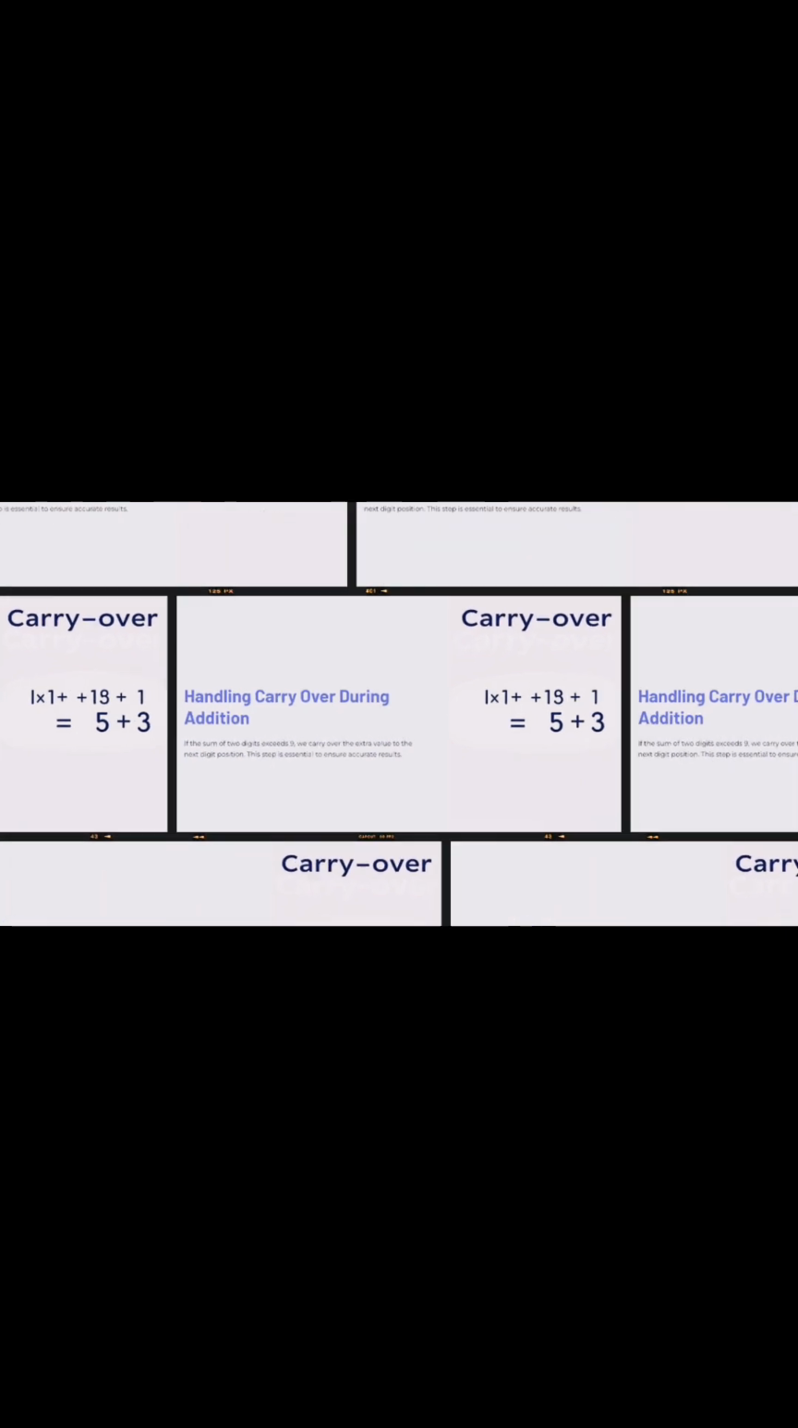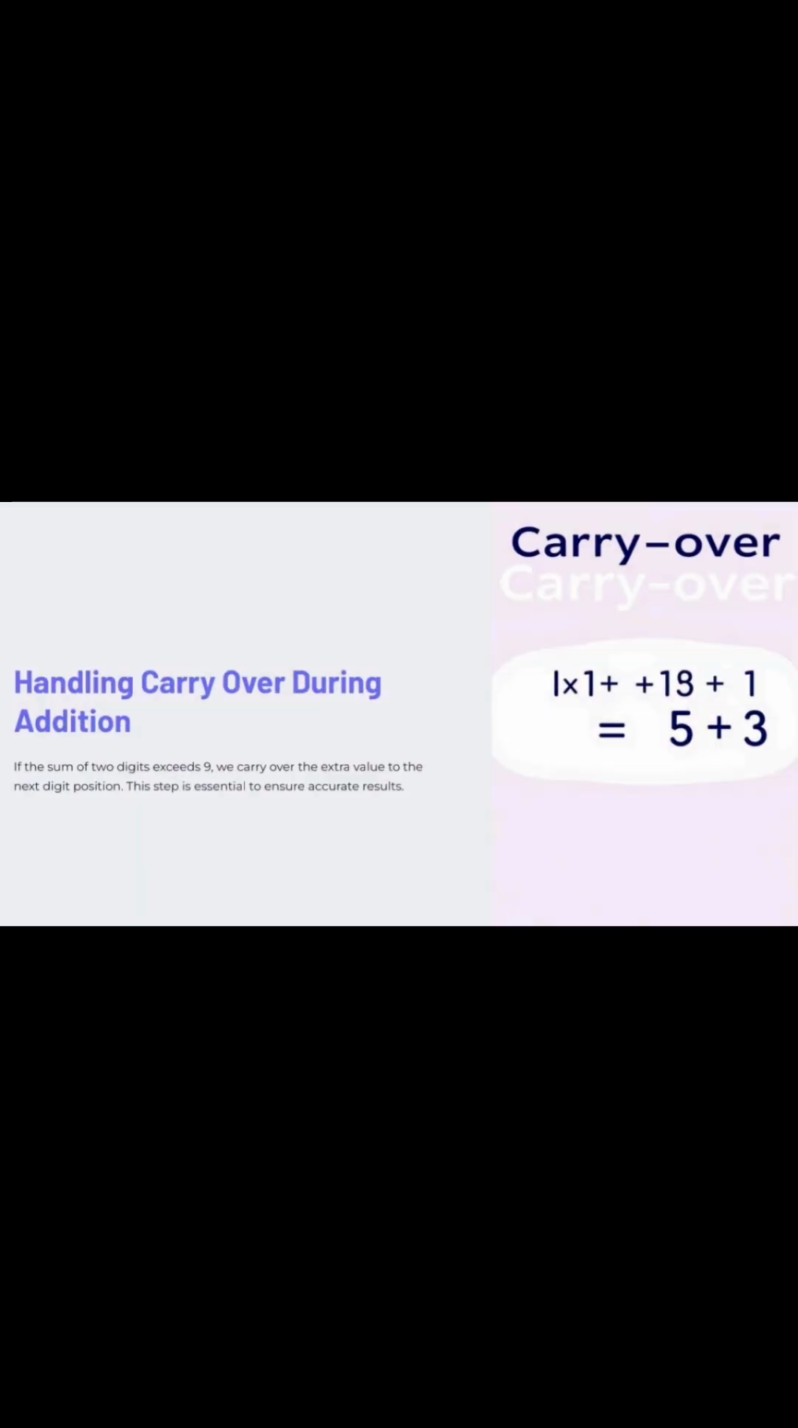Handling carryover during addition. We reverse both original linked lists to start from the least significant digit. We can use pointers to traverse the reversed lists simultaneously. If the sum of the digits exceeds 9, we carry over the extra value to the next digit position. This is very crucial to ensure accurate results. For example, 5 plus 5 is 10, so it exceeds 9, and we carry the extra value to the next digit position.